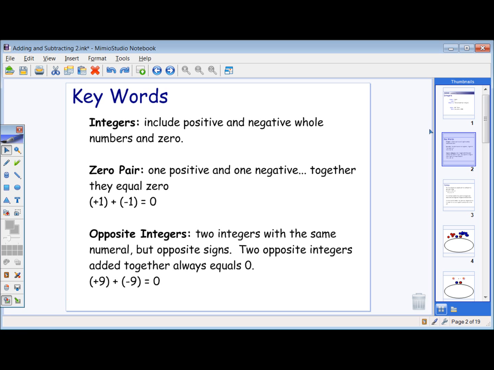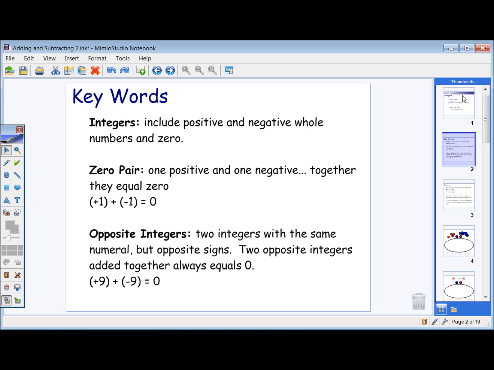Something like 2.4 is not an integer because it's not a whole number. 7.89 is not an integer because it's not a whole number. Negative 16.7 is not an integer. It's not a whole number. Okay, so for it to be an integer, it has to be a whole number.